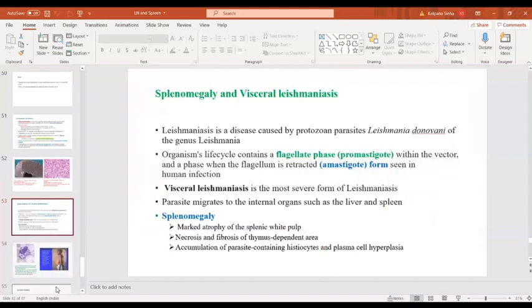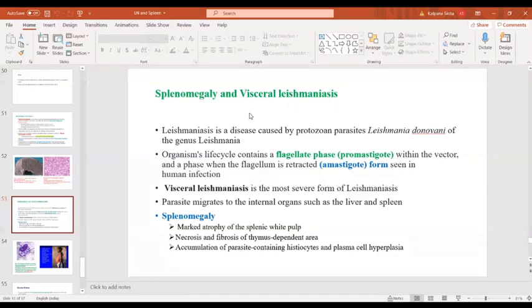So coming to Kala-Azar, it is also known as visceral leishmaniasis. It is also a very important cause of massive splenomegaly. It is caused by the protozoan parasite Leishmania donovani. There are two forms, promastigote form and amastigote form. In the human body, we get the amastigote form. You will never encounter the promastigote because it is found in the vector. In the human host, we generally get the amastigote form in bone marrow aspirate.